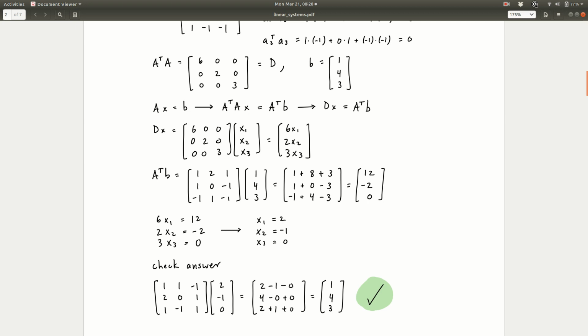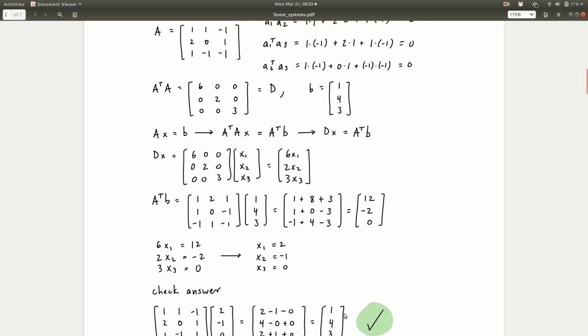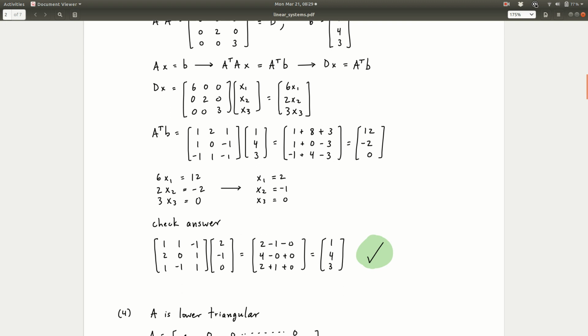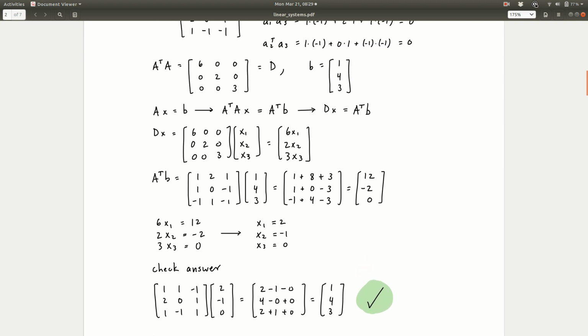And whenever you get a solution, it's probably a good idea, especially if you do it by hand, to check it. So I'm just setting up the original problem here, A times solution x, and doing the matrix multiplication. I'll save you the details, but here are the details. And you get 1, 4, 3. And let's double check. What was our original b? Yep, it's 1, 4, 3. So we get a green check mark here.